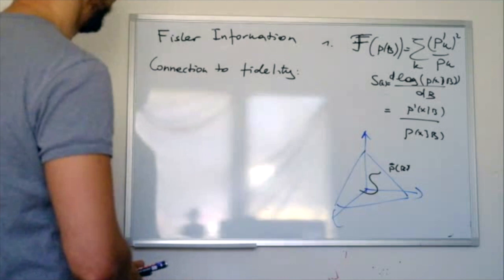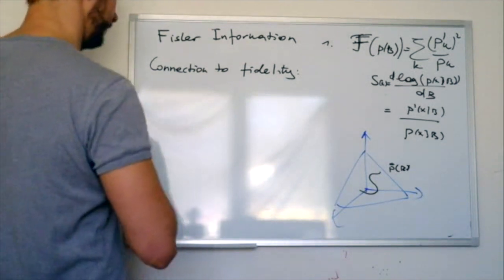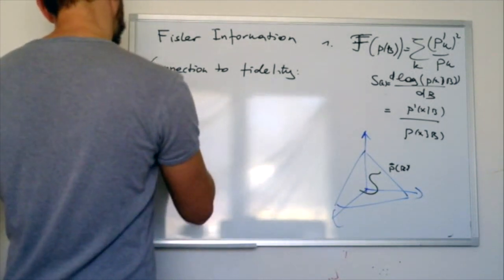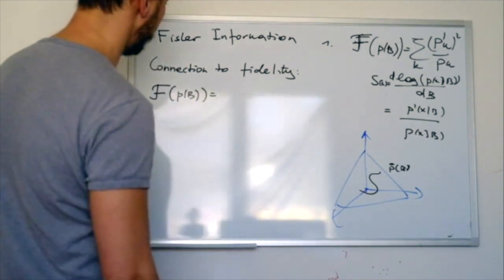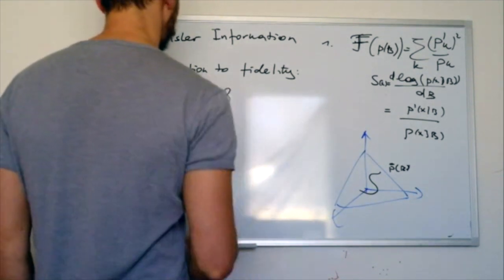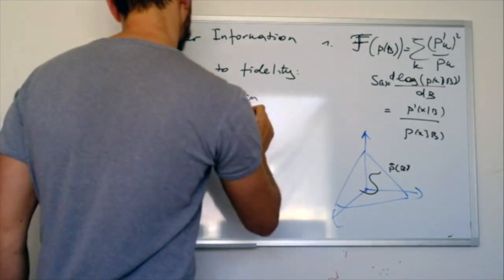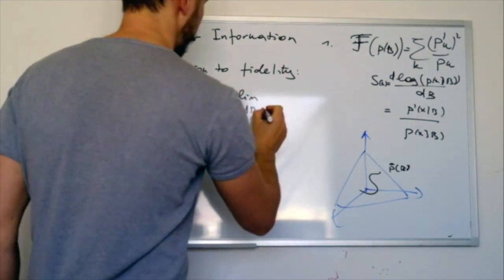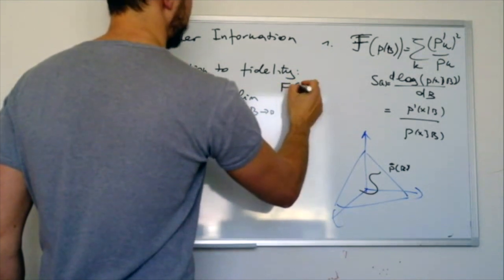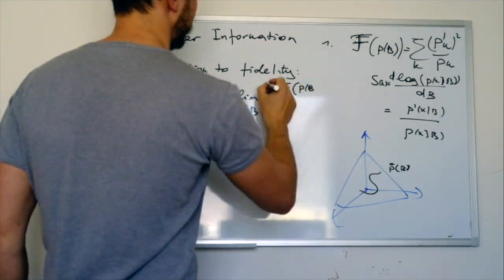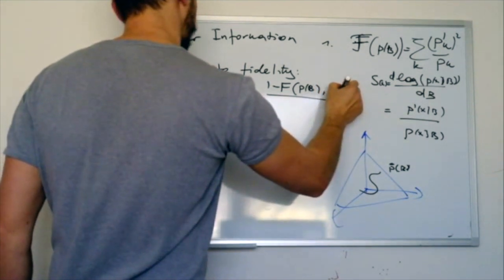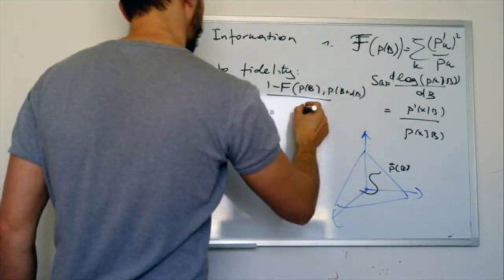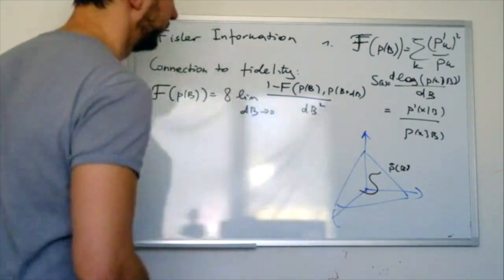And in fact, the claim is that the Fisher information F of p at b is nothing more than, let me first write the claim, 8 times the limit when db goes to 0 of 1 minus the fidelity between the probabilities at b and b plus db. Okay, do you see this?